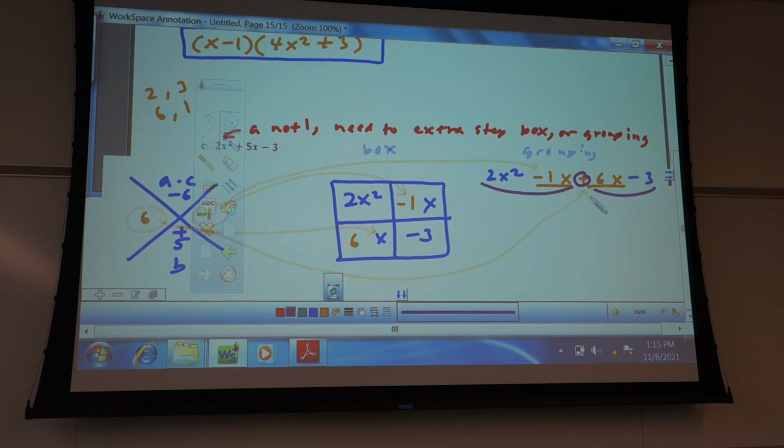If you're still working on this, keep working on it. Ignore my box method stuff. So those of you who are still working on this one, David, keep working on this, and ignore the box method stuff. Just keep working on that.